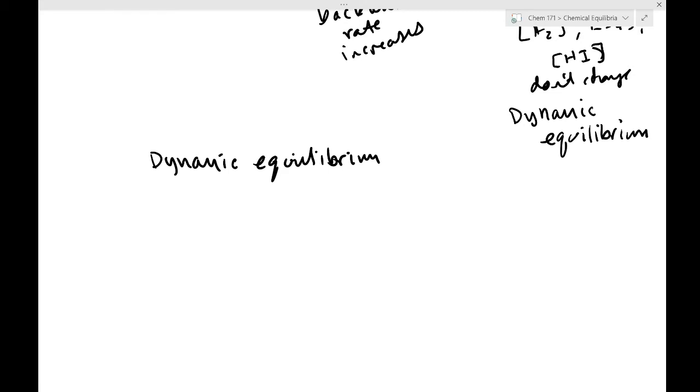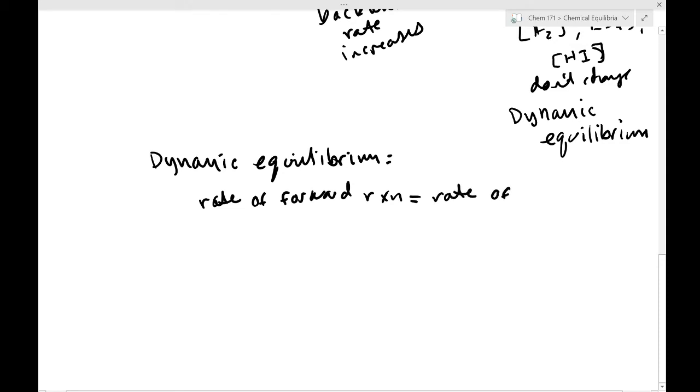The dynamic equilibrium happens when the rate of forward reaction is equal to the rate of backwards reaction. Okay, so the rate of the forward reaction is equal to the rate of the backwards reaction. So it's still balanced out, but it's dynamic. It has this dynamic part here because the reaction is still occurring.